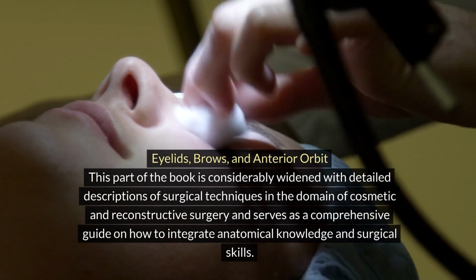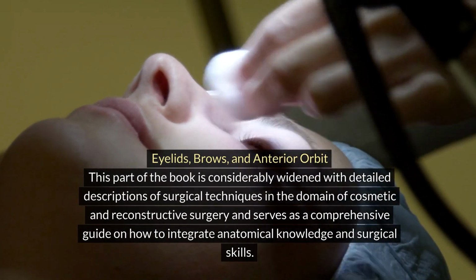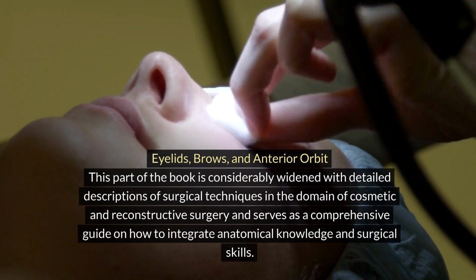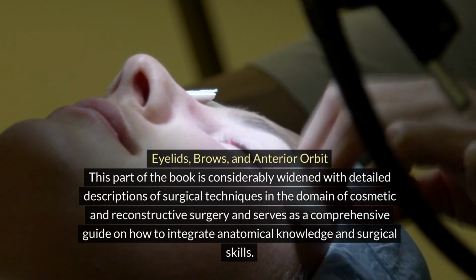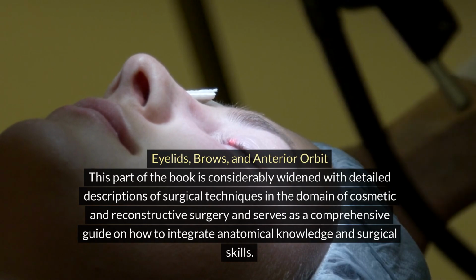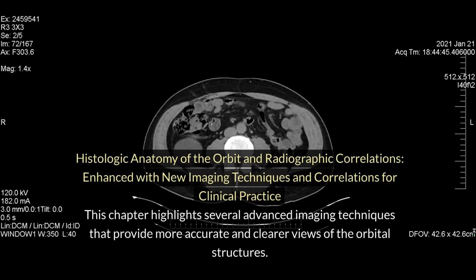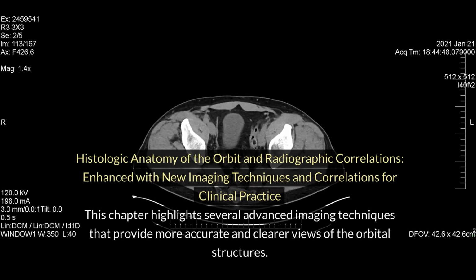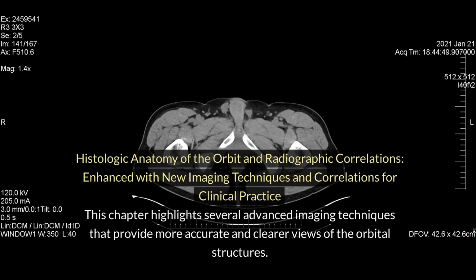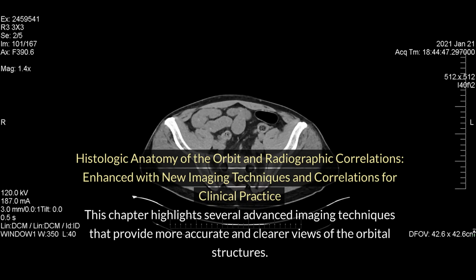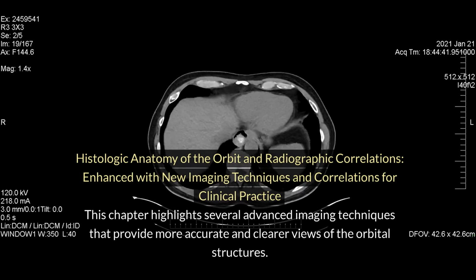This part of the book is considerably widened with detailed descriptions of surgical techniques in the domain of cosmetic and reconstructive surgery and serves as a comprehensive guide on how to integrate anatomical knowledge and surgical skills. Histologic anatomy of the orbit and radiographic correlations, enhanced with new imaging techniques and correlations for clinical practice. This chapter highlights several advanced imaging techniques that provide more accurate and clear views of the orbital structures.